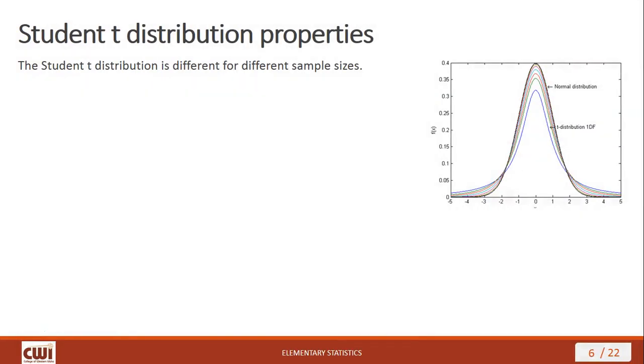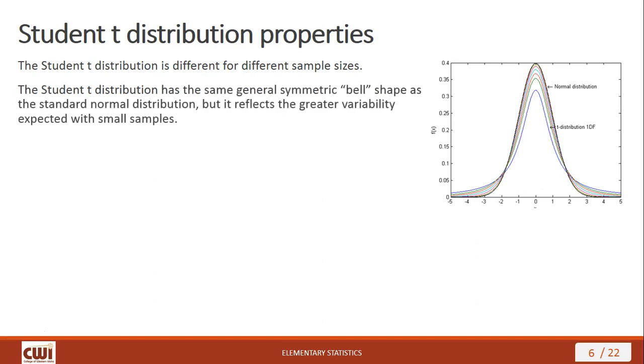Now, the student t-distribution has a number of different properties. It's actually very different for different sample sizes. It has the same general symmetric bell shape that the standard normal distribution has, but there's a lot more variability with smaller samples. And this is the area in which the t-distribution was actually developed. It's developed by a gentleman who was working for Guinness over in Ireland, and he was looking for ways to do statistical analysis on small samples.